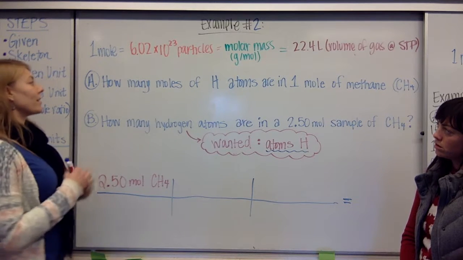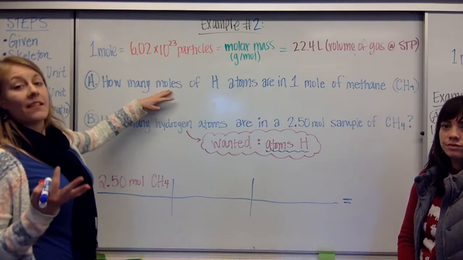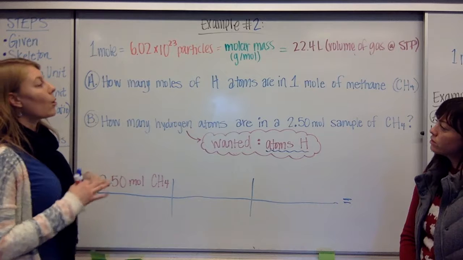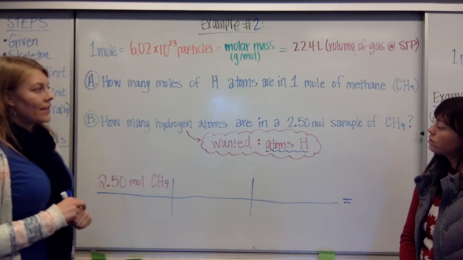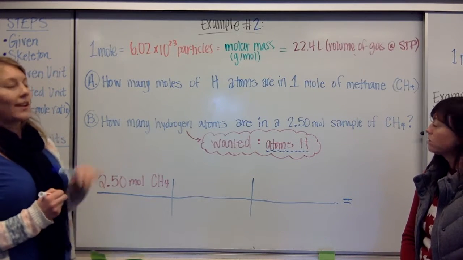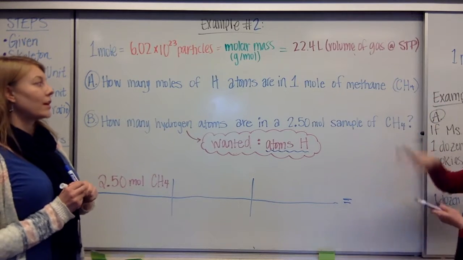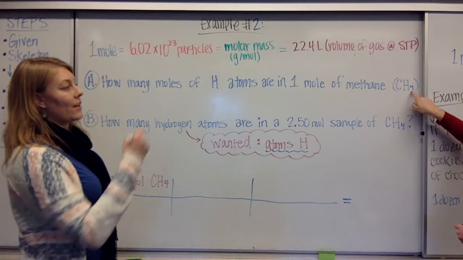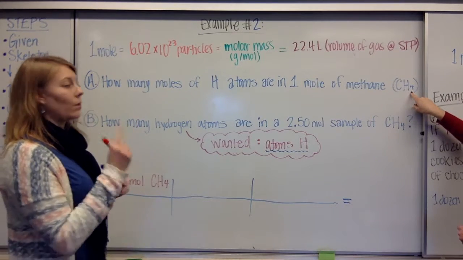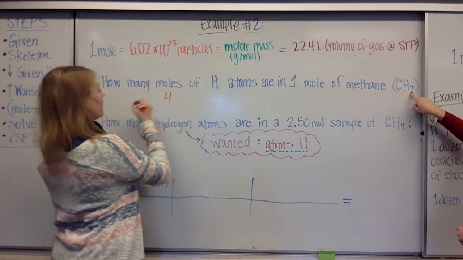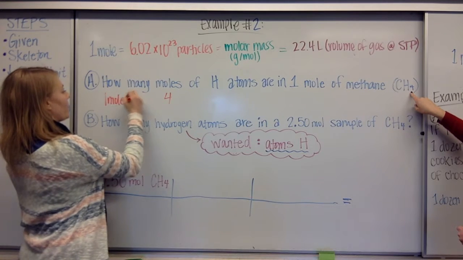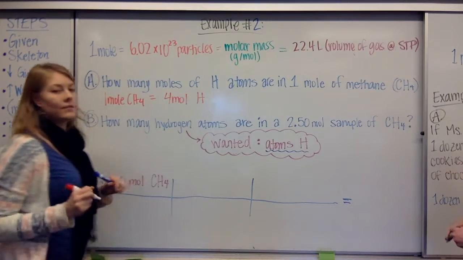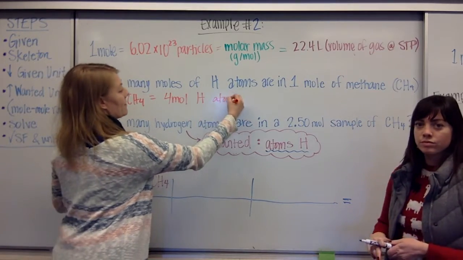All right, so we're going to start with this question. Similar to how many dozen chocolate chips were in a dozen cookies, how many moles of hydrogen atoms are in 1 mole of methane? All right, so if we have 1 mole of CH4, how many moles of hydrogen atoms are there? All right, so you can see we have H4. So in 1 mole of methane, we have 4 moles of hydrogen. And I'll put hydrogen atoms.